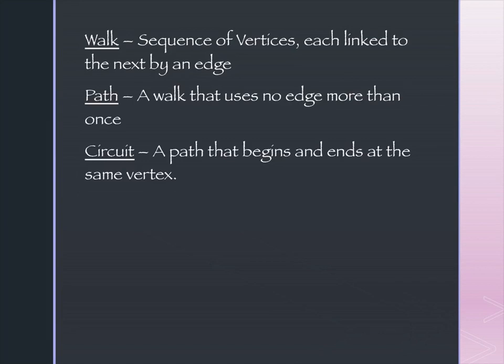A path is a walk that uses no edge more than once. Okay, so you're not repeating anything. It's sort of the shortest option, right? That's a path. And then a circuit is a path that begins and ends at the same vertex.